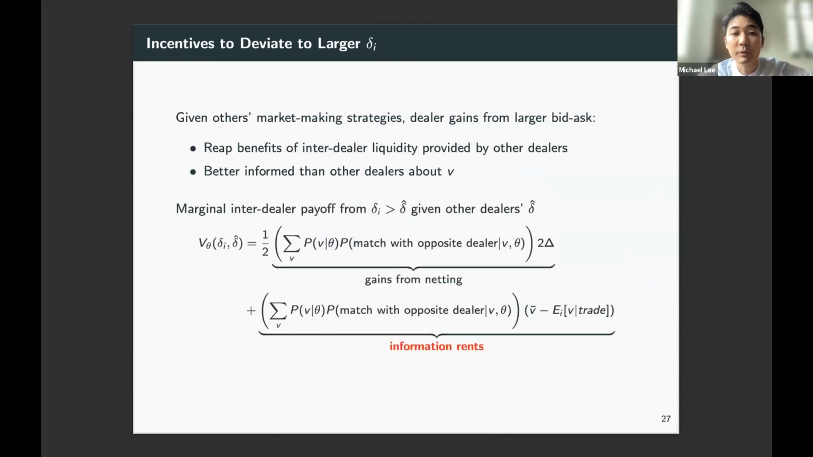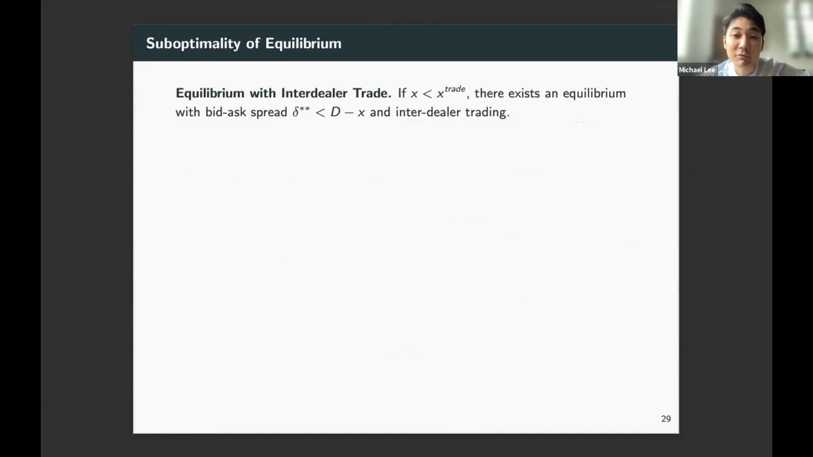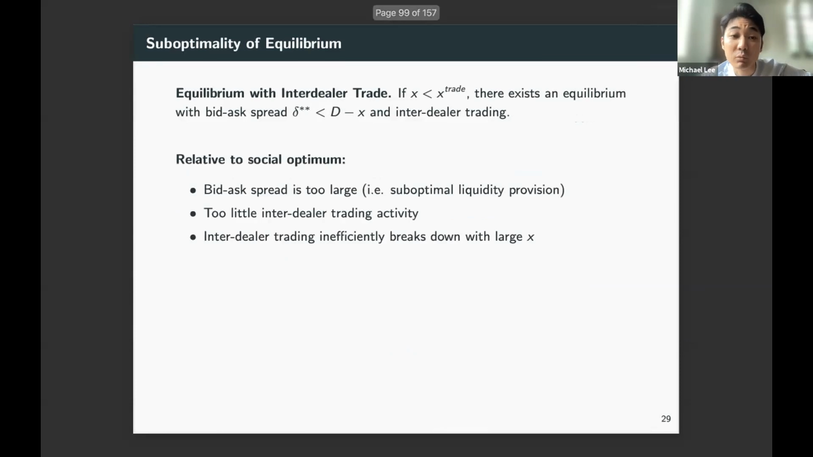In particular, if we break down the marginal interdealer payoff from choosing a larger bid-ask spread, the first component is the gains from netting, but the second component arises with information rents. If you choose a wider bid-ask spread and you acquire a position that puts you in an advantage in interdealer markets, you're able to extract some information rents correspondingly. So as a result, in equilibrium, we characterize the conditions under which we have equilibrium interdealer trading. Now, the issue here is that relative to the social optimum or the social planner solution, the bid-ask spread is too large.